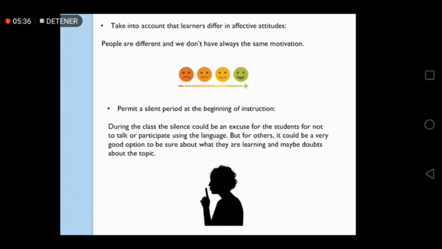Materials should permit a silent period at the beginning of instruction. During the class, the silence could be an excuse for the students to not talk or participate using the language. But for others, it could be a very good option to be sure about what they are learning and maybe doubts about the topic.